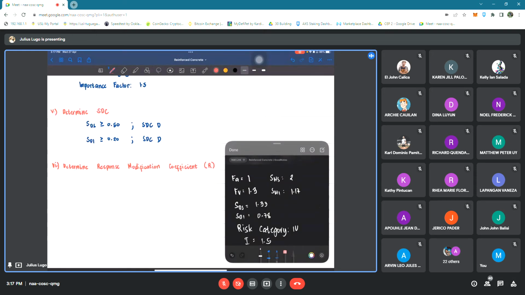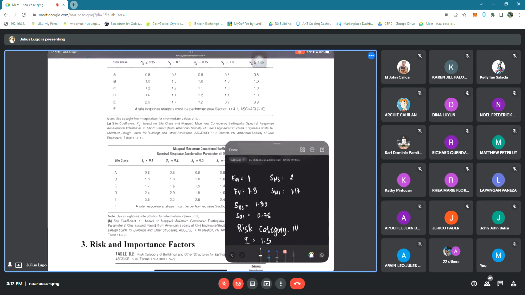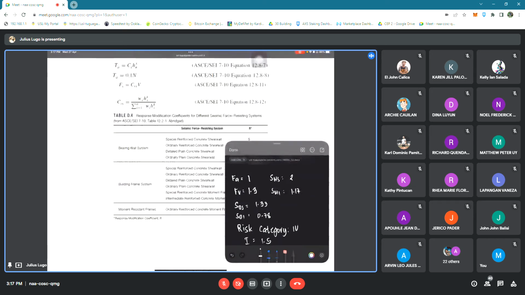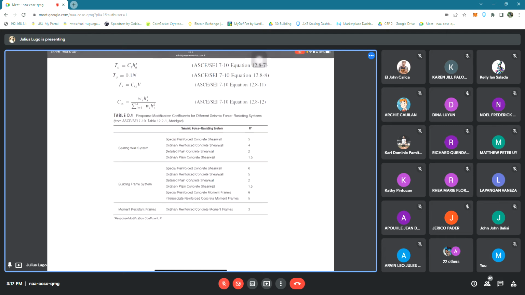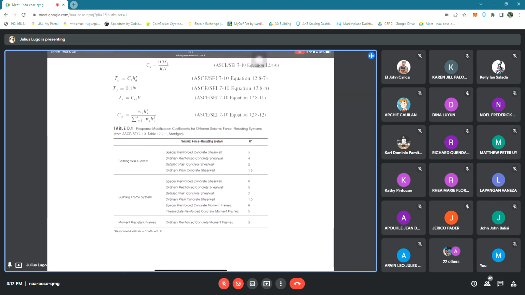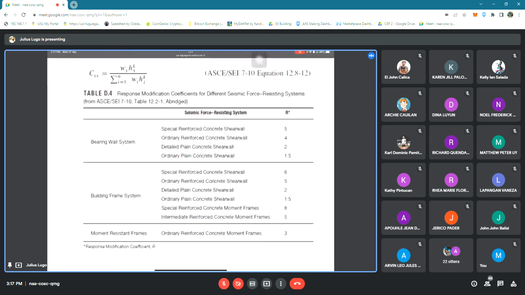So, how do we determine the response modification coefficient? I'm going to switch back. This is the response modification coefficient. So, where will our hospital fall here? Where will our hospital fall?